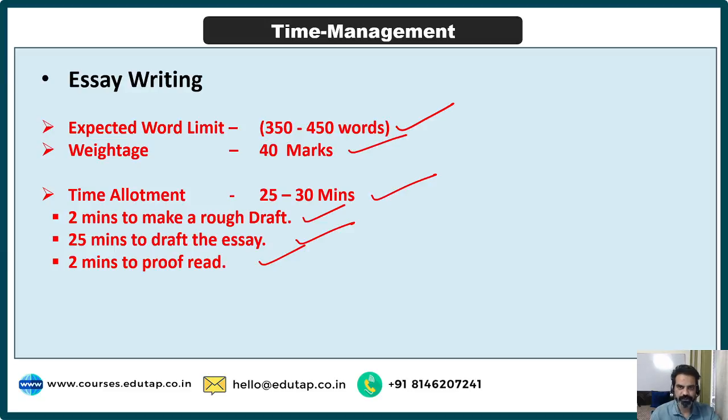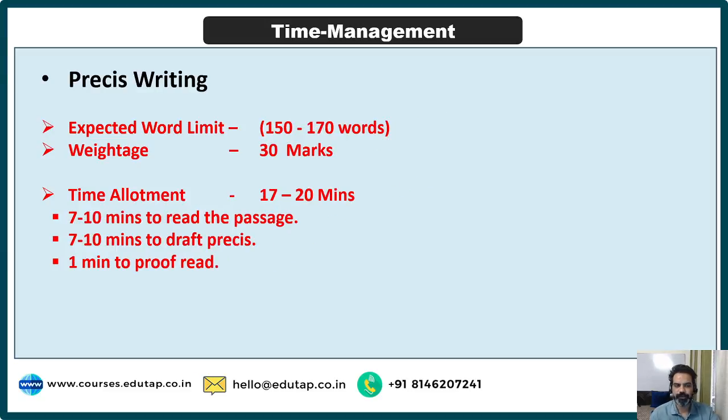Now, after you have finished your essay, second would be your précis writing. So you would be given a comprehension passage of about, let's say, 600 words or 500 words, and you would have to read and contract it, shorten it down, and make a précis out of it, right? So the expected word limit of the précis this year would be 150 to 170 words. Last year it was 170, so we are expecting the same. But the weightage has increased, so instead of 20, it would be for 30 marks. So be very careful with your précis drafting.